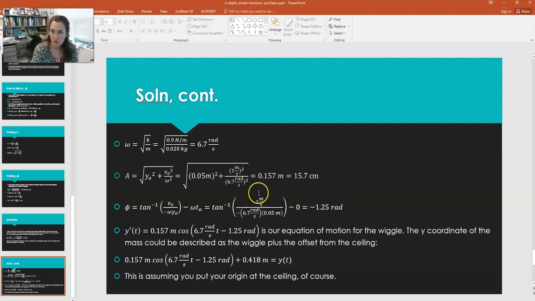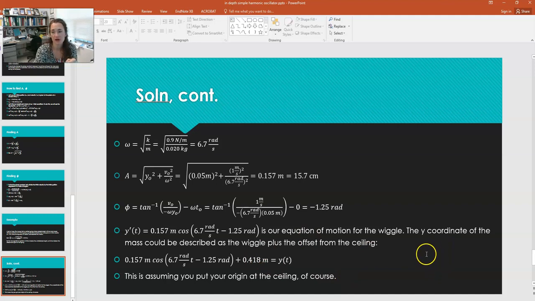Remember, it's very important that when you plug things into your calculator here, everything be in radian mode. If you have it in degree mode, you're going to get weird things for these kinds of problems. So this is negative 1.25 radians. So my equation for my wiggle coordinate, which is y prime of t, will be A cosine omega t plus phi, which in this case is 0.157 meters times the cosine of 6.7 radians per second t minus 1.25 radians. So that's our equation of motion for the wiggle.